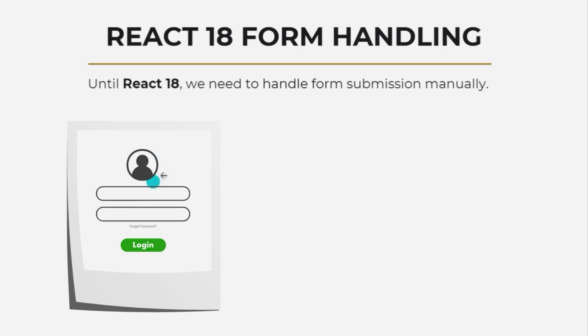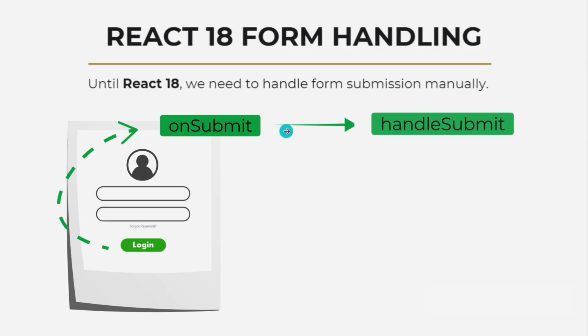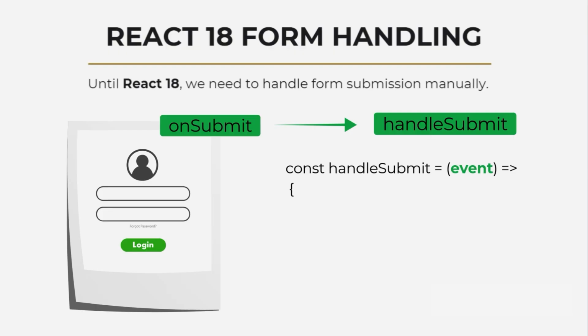And on this form element, we have a prop or attribute called onSubmit. Whenever we click on the submit or login button, it triggers our onSubmit prop and it will call the handleSubmit method. Then this handleSubmit method takes the event object as a parameter. First, we need to handle the default behavior of the browser. That means we need to call event.preventDefault to avoid the submission of the HTTP request.